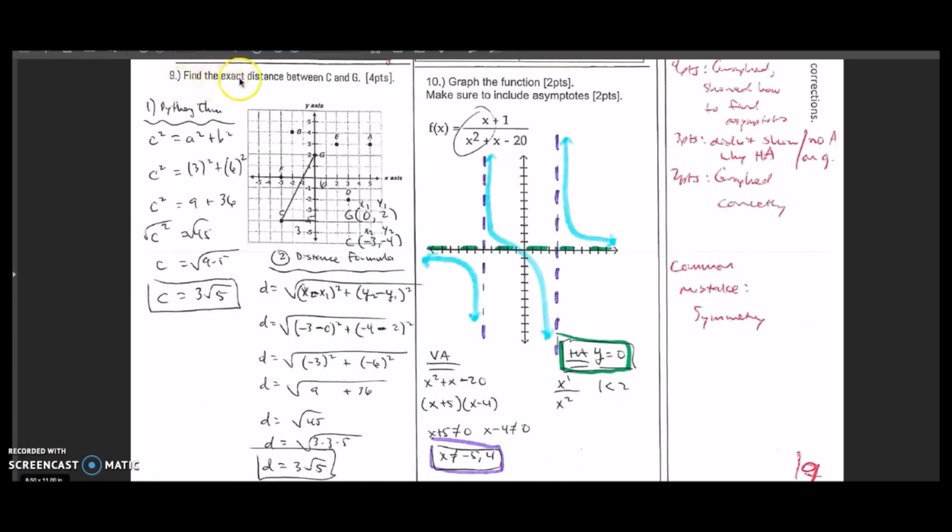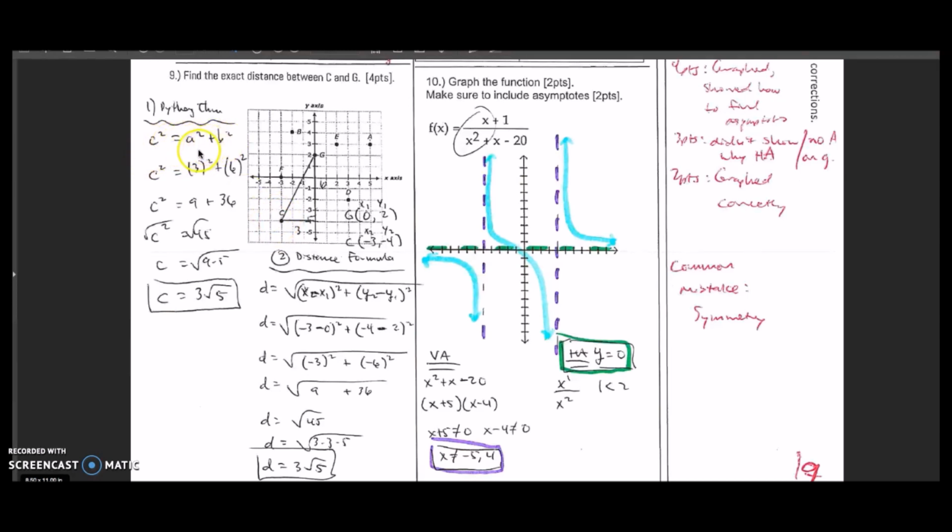Question number 9 says find the exact distance between points C and G. So here's C, here's G. C has -3, -4, and then G has the ordered pair 0 on the x-axis, 2 on the y-axis. So have my ordered pairs there. And then you can use Pythagorean theorem. Well, Pythagorean theorem works for right triangles. Right triangles, the equation c² = a² + b².